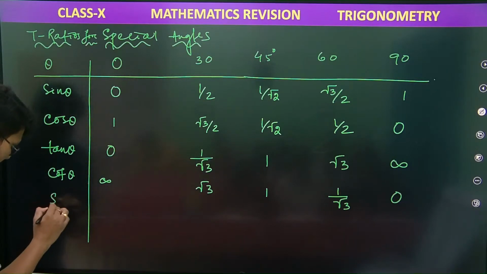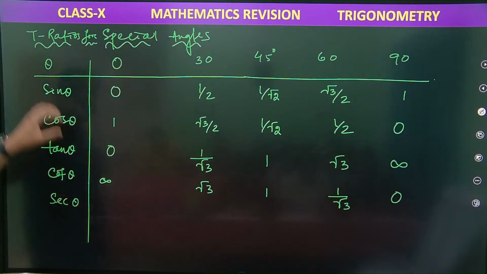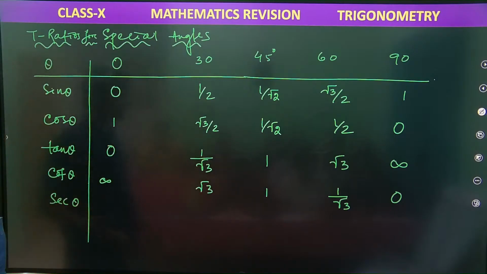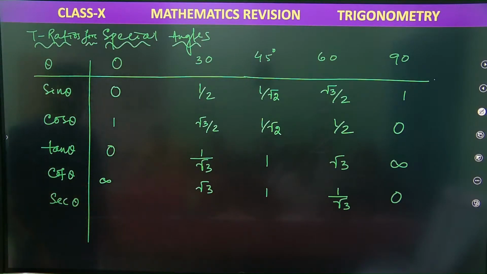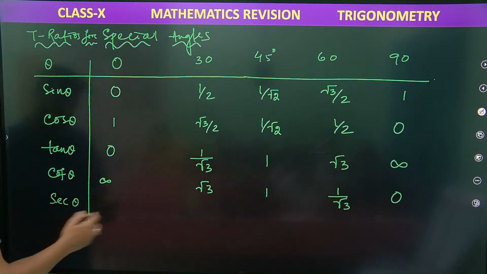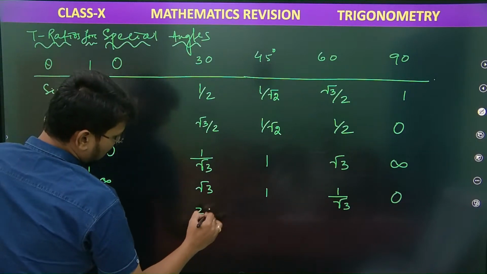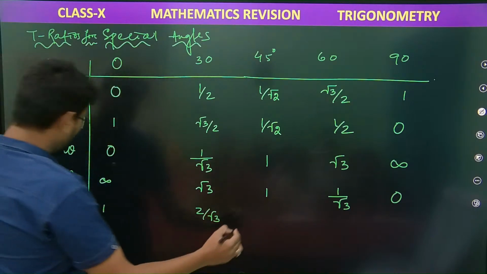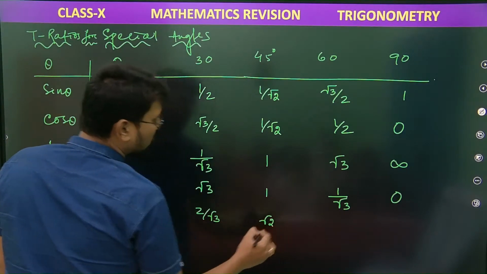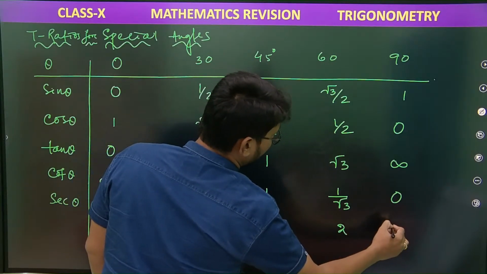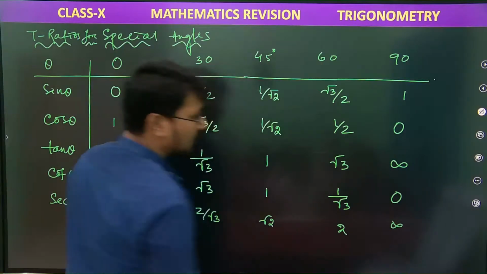Now, sec theta. How many of you remember sine and cos? Tell me. If you remember sine and cos, then you can find out the rest. But you need to remember all the values. Questions are there. We will see. Next, check out sec theta. When theta is 0, sec 0 is 1. Sec 30 is 2 by root 3. What about 45? Root 2. What about 60? 2. And 90 is infinite. Are you clear?